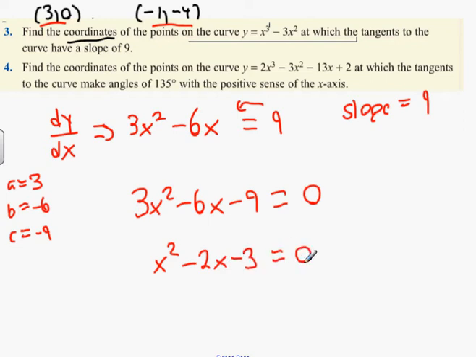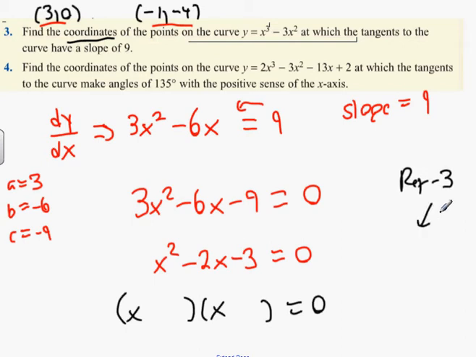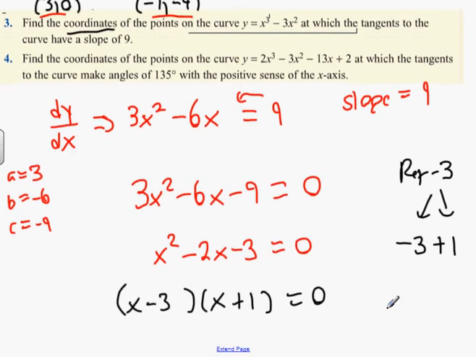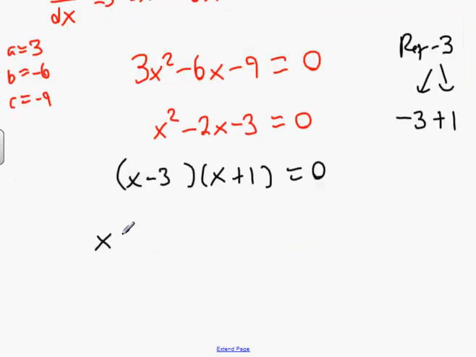And then you can solve a simple reference number. How do you solve a simple reference number, lads? So the reference number is minus 3, and therefore it's going to be minus 3 plus 1. So minus 3 and plus 1. Alright, and then you go down, and you go, okay, x equals 3, because x minus 3 equals 0, x equals 3, and then the other one?